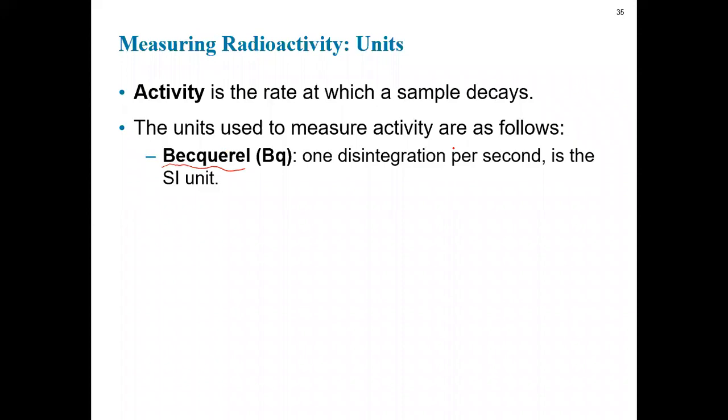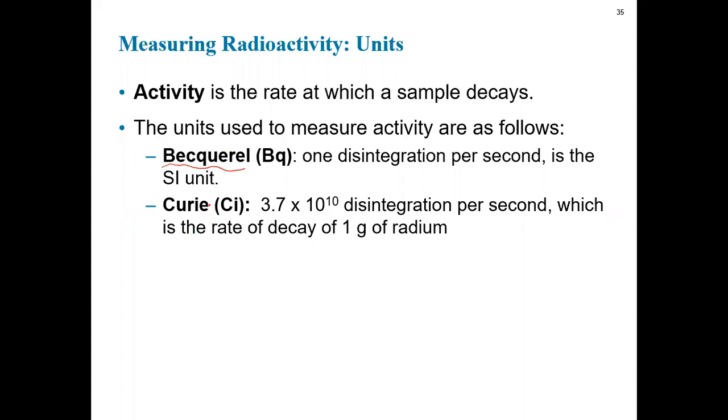Then curie is named after Madame Curie. She worked with Becquerel, and we have this unit named after her. It is 3.7 times 10 to the positive 10 disintegrations per second. This disintegrations per second is usually written in the shorthand notation DPS.